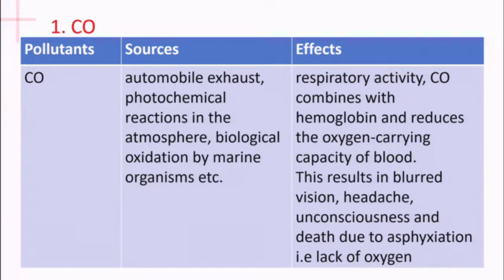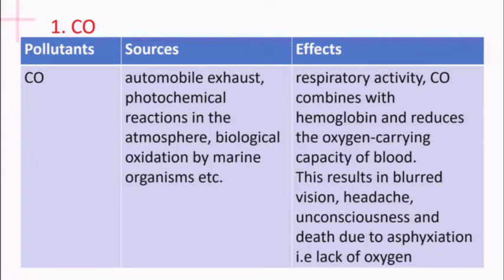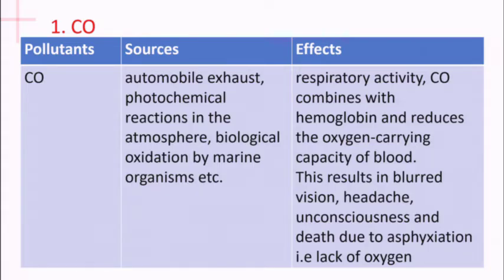Now, let us see how each of the air pollutants affect mankind and the environment. 1. Carbon monoxide. The sources are: the incomplete combustion of fossil fuels in automobiles results in the production of carbon monoxide. The source hence includes automobile exhaust, petrochemical reactions in the atmosphere, or biological oxidation by marine organisms. It affects the respiratory activity as hemoglobin has more affinity for carbon monoxide than for oxygen. Thus, carbon monoxide, CO, combines with hemoglobin and reduces the oxygen carrying capacity of the blood. This results in blurred vision, headache, unconsciousness and death due to asphyxiation, that is lack of oxygen.